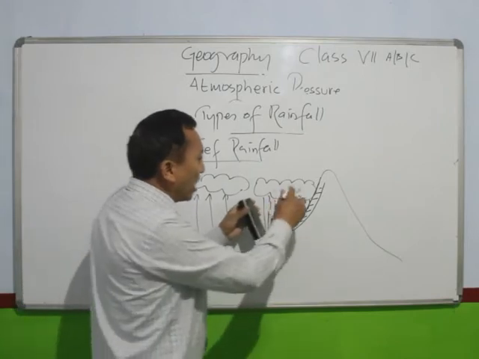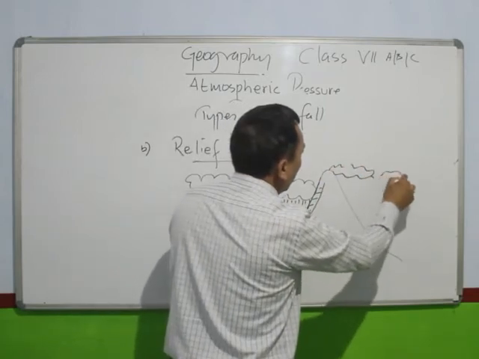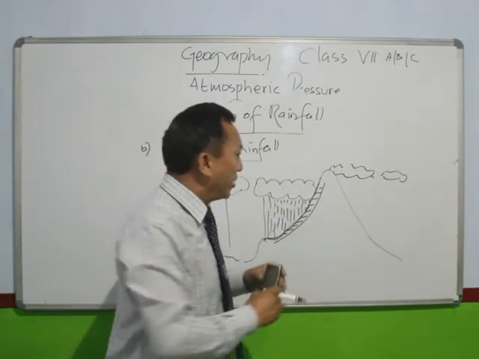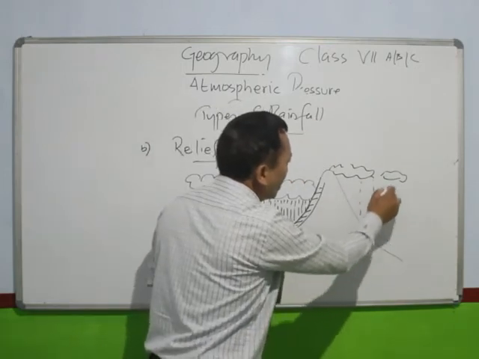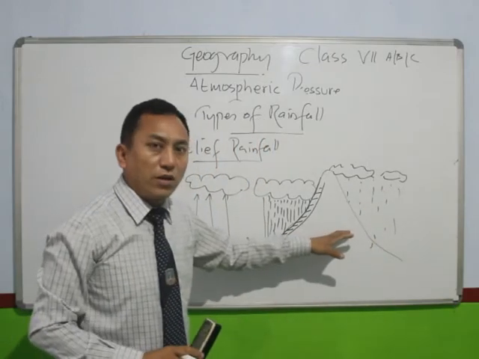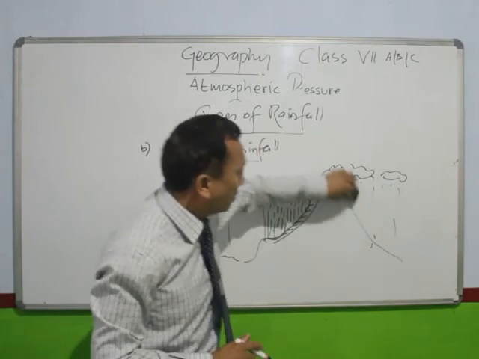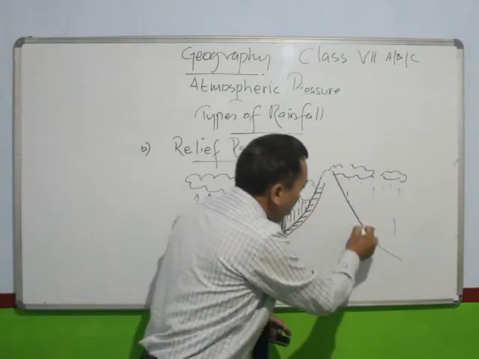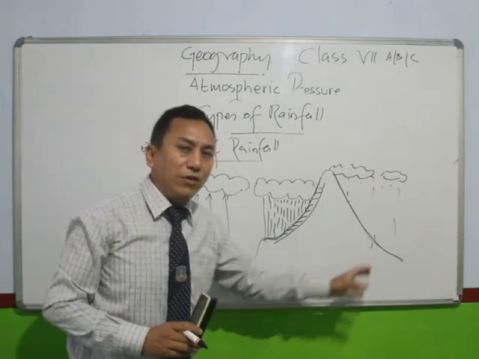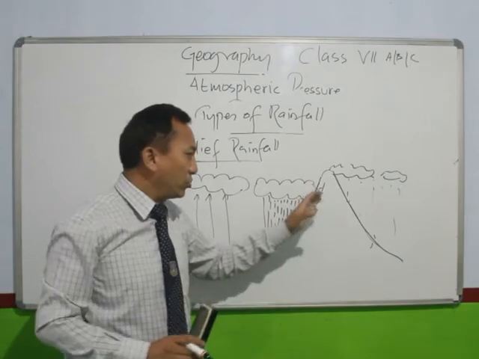And after some time, when the clouds have given all their rainfall, they become very light and then cross the mountain. And as they cross the mountain, this part gets very, very little rainfall. This side is also called the rain shadow area, where they do not receive much rainfall. They receive rainfall but very little compared to the windward side.